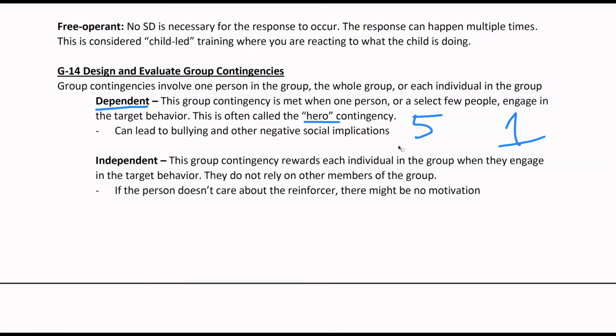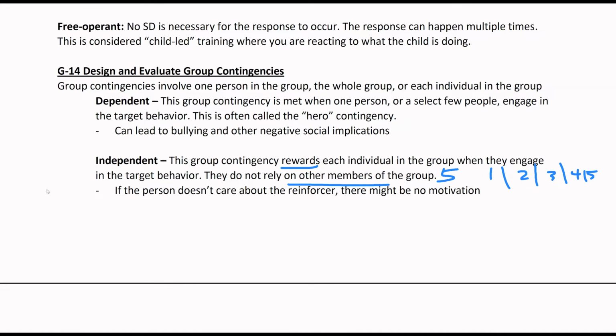If I have 5 people and I pick person 3, if person 3 engages in the contingency, the whole group gets reinforcement. If person 3 fails, nobody gets reinforcement. The whole group is dependent on person 3. Independent. Each individual is responsible for themselves. If I have 5 people, person 1's responsible for themselves, 2, 3, 4, 5. They live in their own bubbles. Each person is responsible for their own rewards, and they don't rely on other members of the group.